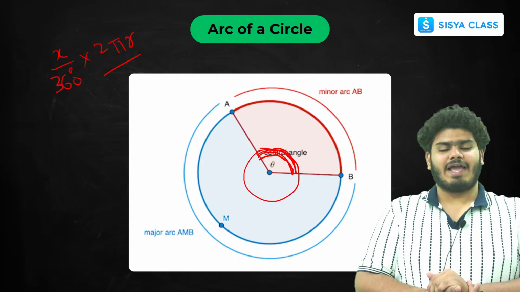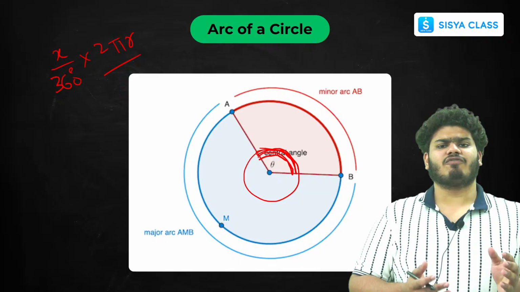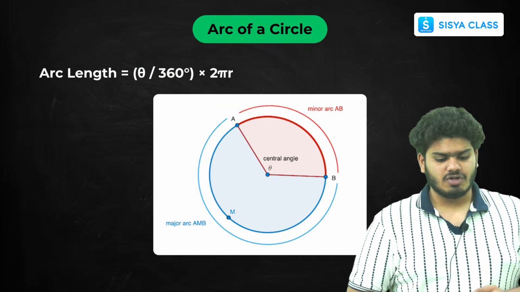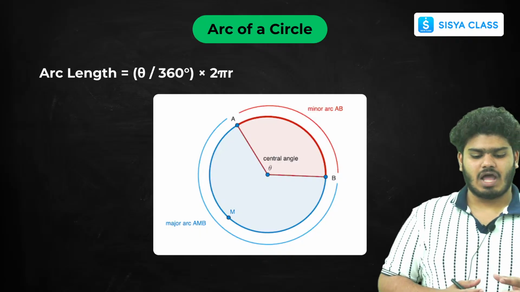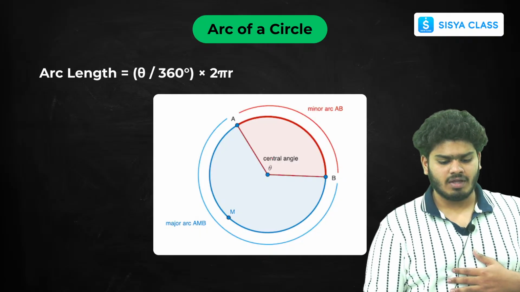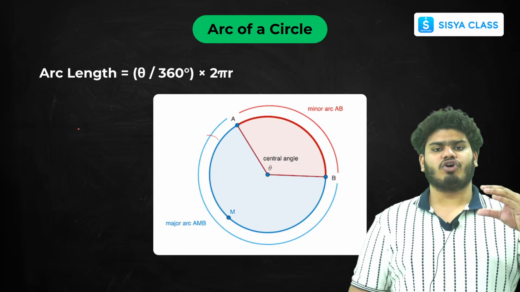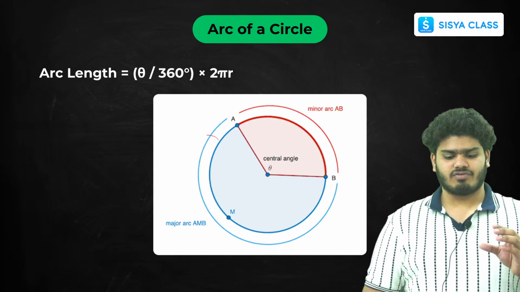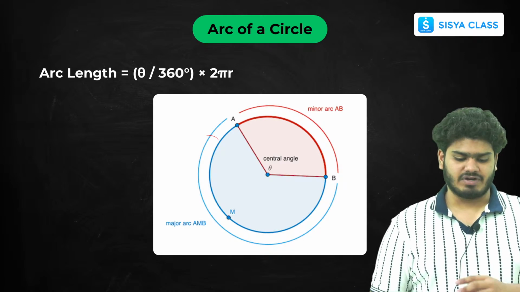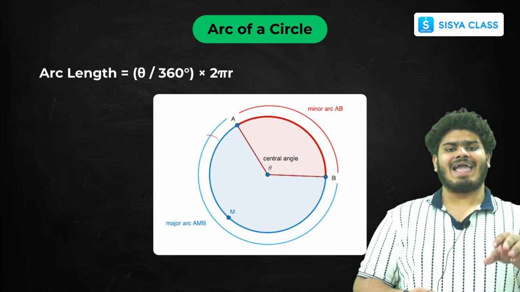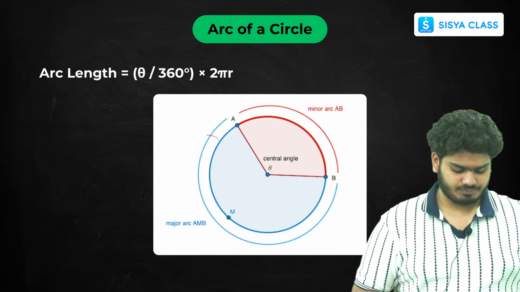So yeah, x by 360 into 2 pi r, that will be the length of the arc, right? Very good. So if you go to the next one, arc of a circle. This is the formula where we will be finding what portion of arc is held in the complete circumference. So that will be theta by 360 into 2 pi r, where theta is the angle subtended by the arc.